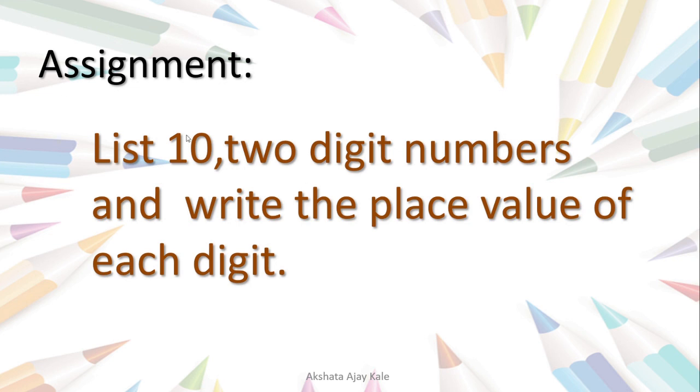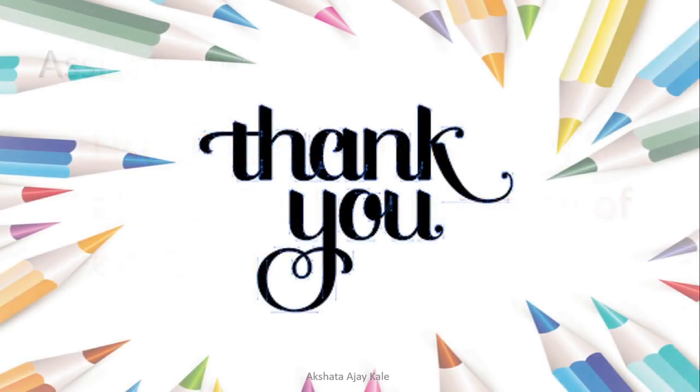Isn't it? So here one small assignment is there. List 10 2-digit numbers. You have to list 10 2-digit numbers. For example, 35, 72, 98, 56, 63. Any 10 2-digit numbers you have to write first. Then write the place value of each digit. Whatever we did, like that you have to do. Okay? You have to mention the place value of each number. Got that? Yes? Thank you, dear children.